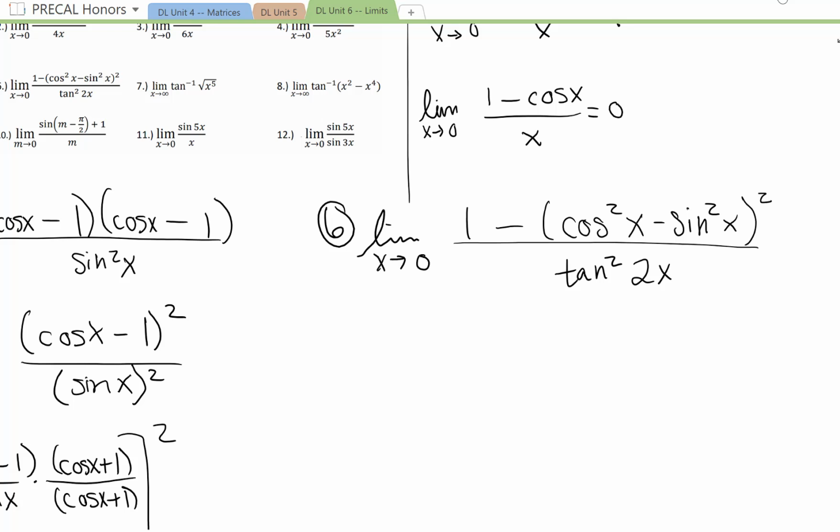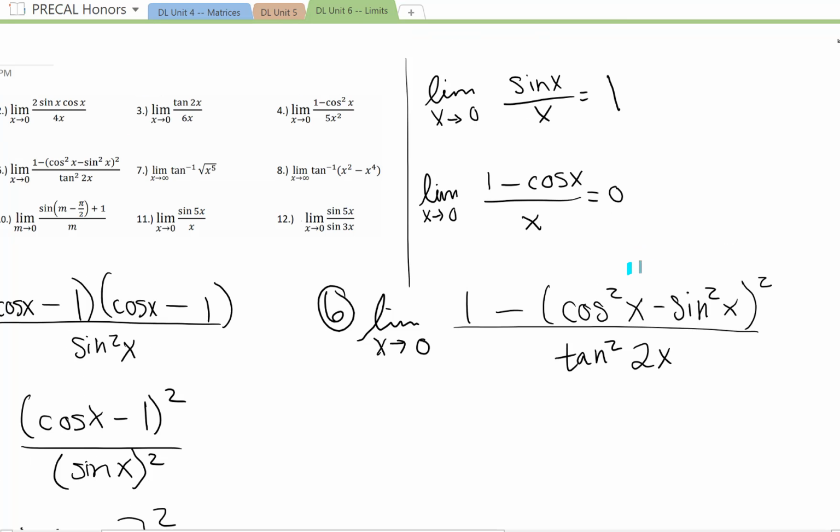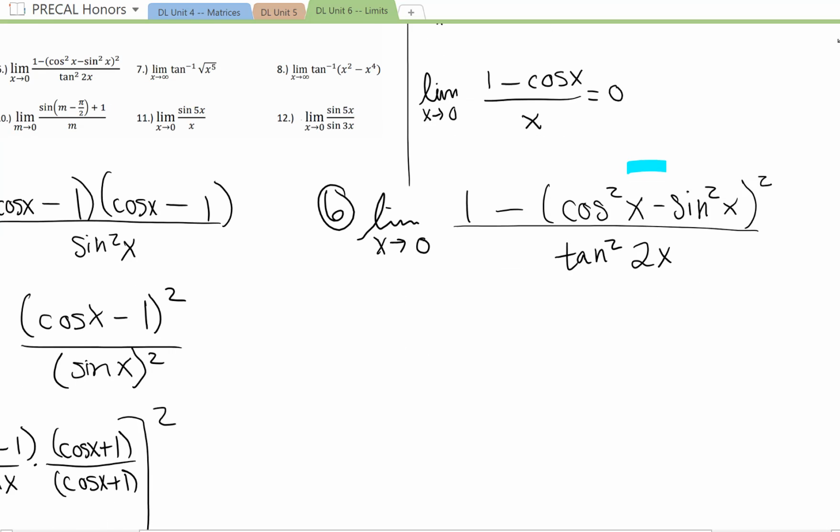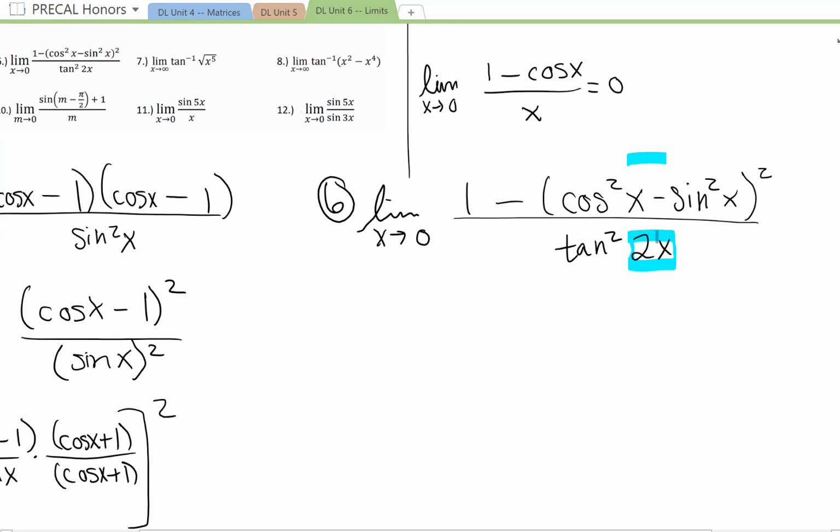Let's look at number 6. And remember, we don't necessarily need it to look like one of these special forms. These are just here to help us. If in any way we can rearrange it with identities or other algebraic methods and then use direct substitution, we can always do that. So the first thing that I noticed is that expanding this is a possibility, but it would be massive, and it would not help with the argument of tangent squared here, which is 2x.